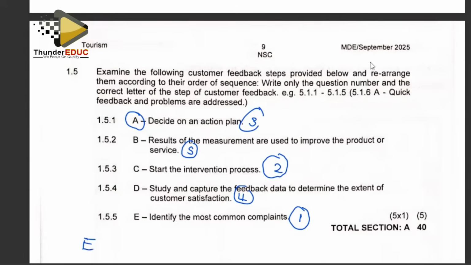After E, you move on to C. After C, we have A. After A, we have D. Then the last one will be the letter B. So that is the correct sequence that is required there.